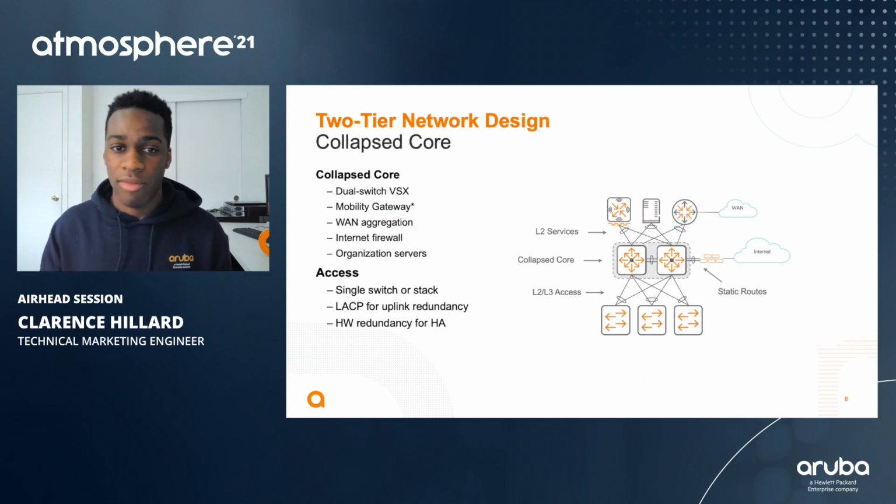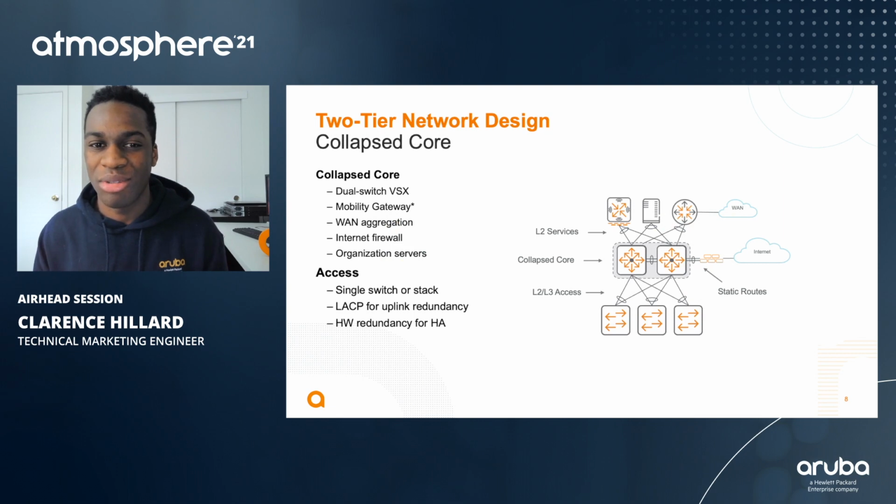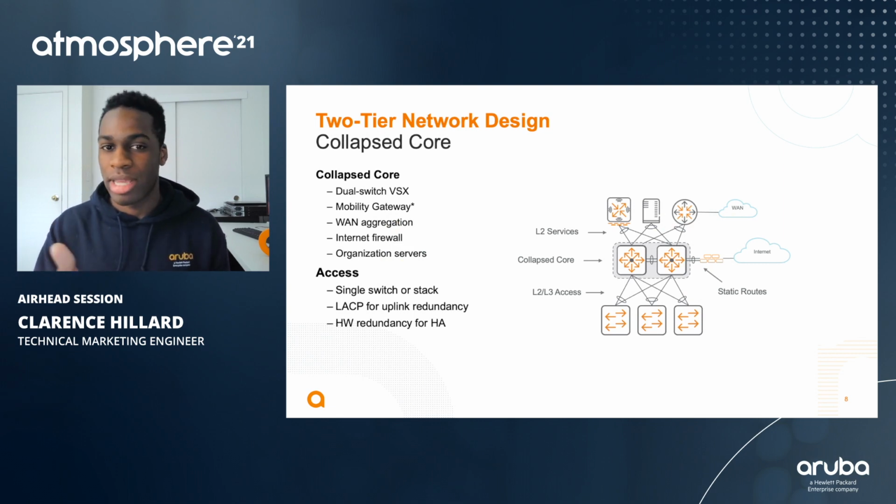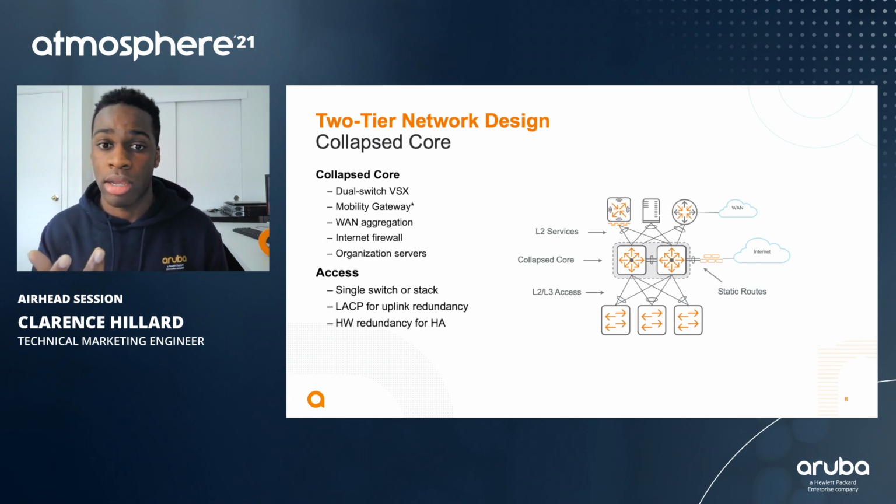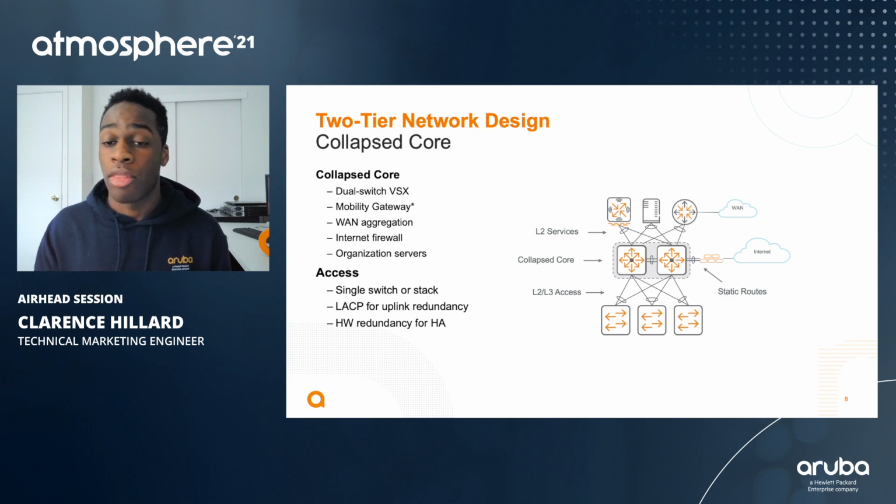So here we have the actual in-depth information around that 2-tier design. All right, so again, we have our collapse core, which is going to be a dual switch VSX. So in the middle here, you see collapse core, and then you see a little gray outline around that collapse core. That insinuates that there is a VSX configuration between those 2 devices. Now, the reason we do that is really for our access switches, to provide redundancy for our access switches.